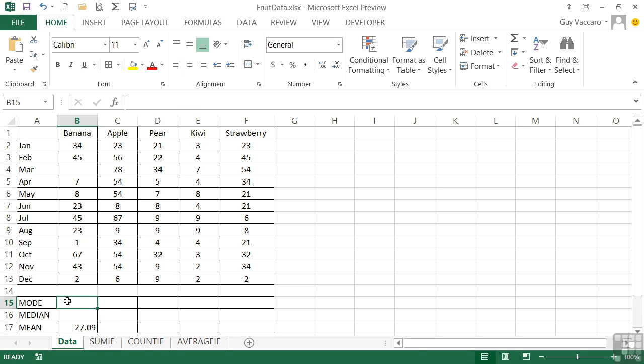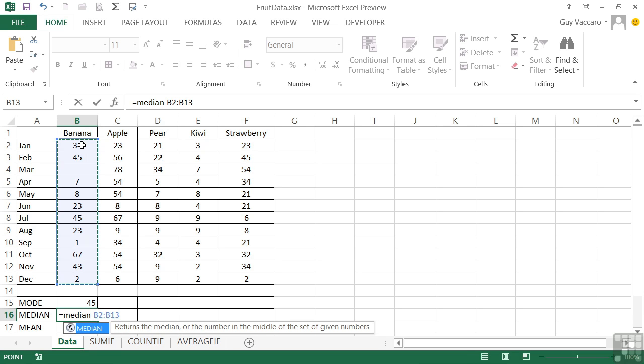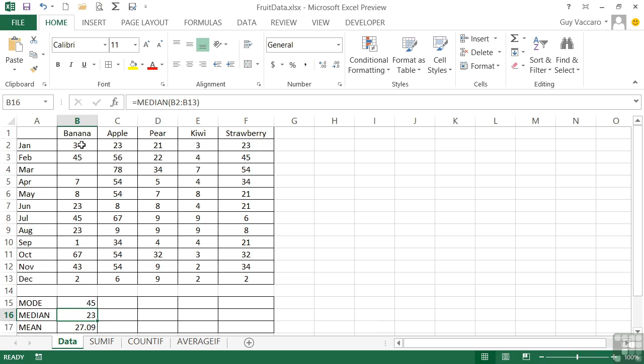Now the mode function is equals mode. Highlight your range, return, and we find that 45 is the most occurring value in the range. In fact, it occurs twice. And then median, the middle value, is equals median, open brackets, highlight the range, return, and it gives us a median of 23. Now all 3 of those can actually be referred to as the average, but they are worked out and calculated in different ways. All 3 of those methods are achievable in Excel using the average function, the median function, and the mode.